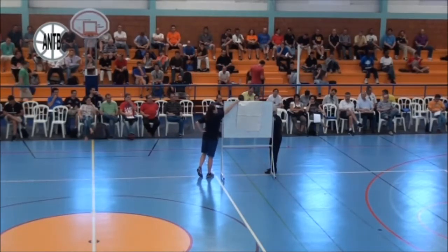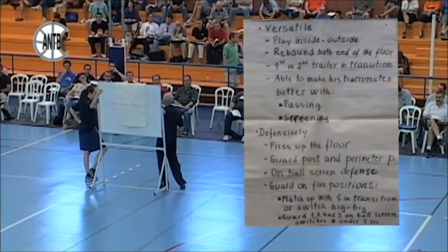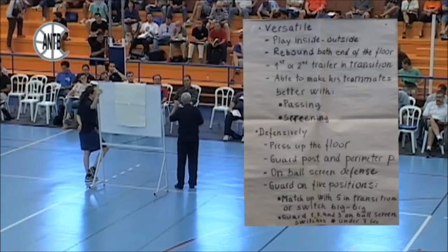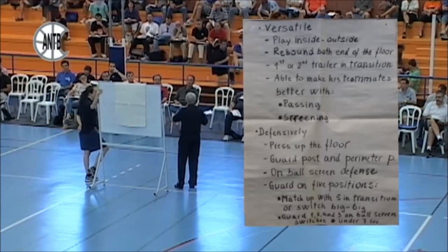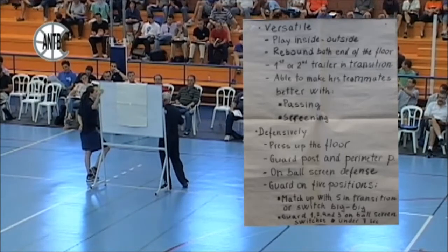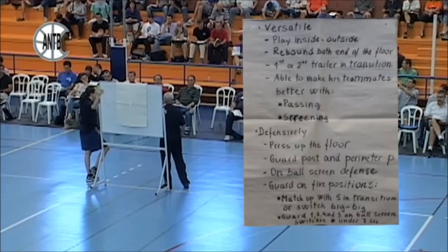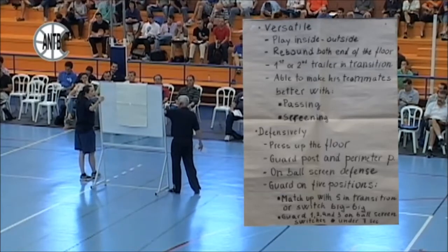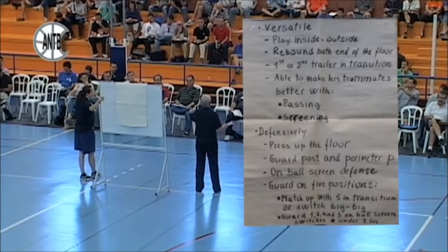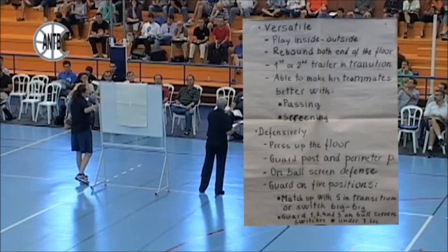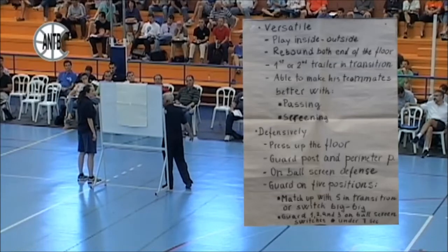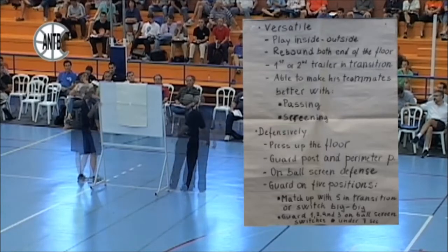He or she must be versatile, playing inside and outside. We often hear that he's a great 3-point shooter, but this is not enough. That is a specialist making a 3-pointer. But he or she must play inside and outside. Rebound at both ends of the floor, offense and defense. He or she must be the first or second trailer in transition. Depends: if he is not the rebounder, then he must be the first trailer. If he takes the rebound, then he is the second trailer. He must be able to run, and able, as I said, to make his teammates better with passing and screening.